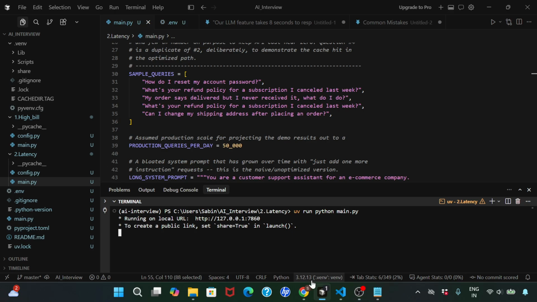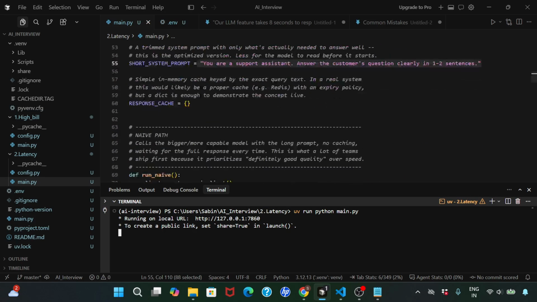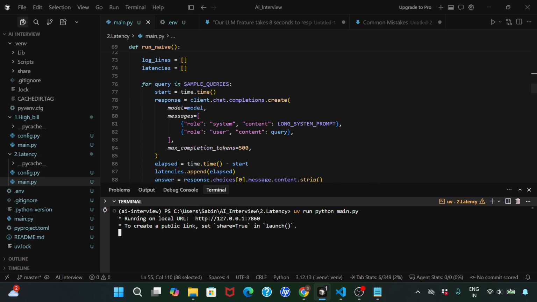Okay, so I have this here, and I'm going to run this. It will run this model in the naive way. It is taking the GPT model here, and for every sample question it is hitting it and getting the response. It is not caching anything.